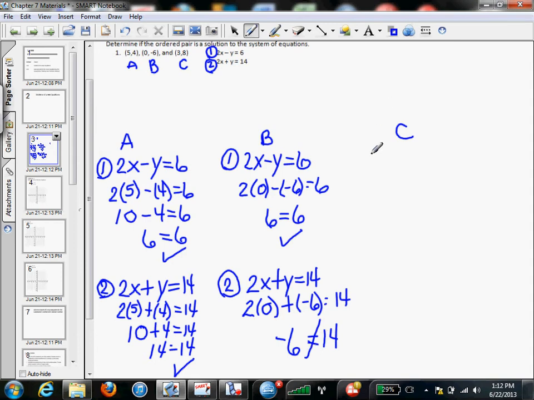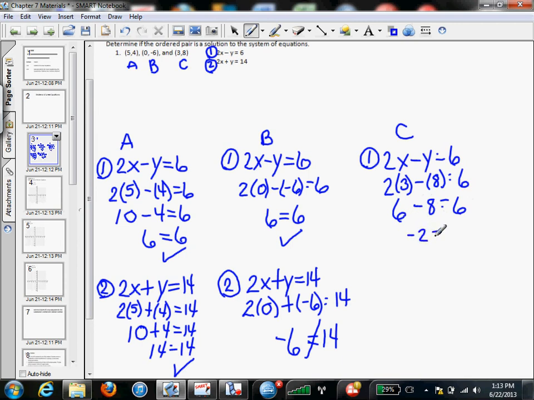Okay, so let's work with C. In the first equation, we have 2x minus y equals 6. And everywhere we see an x, we're going to put in a 3, and everywhere we see a y, we'll put in an 8. So 2 times 3 from the C coordinate minus 8 from the C coordinate equals 6. When we go through and simplify, 2 times 3 is 6, minus 8 equals 6. 6 minus 8 is a negative 2 equals 6. And as you see, negative 2 is not equal to 6, so that is a false statement.